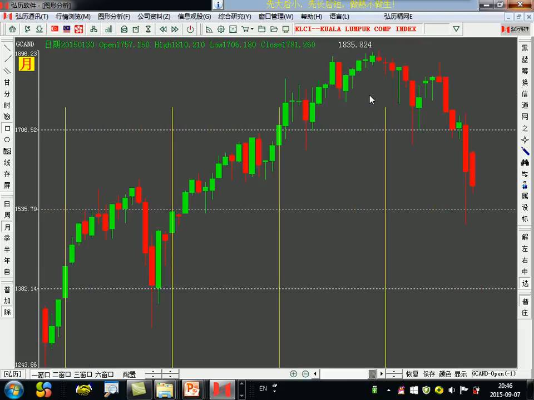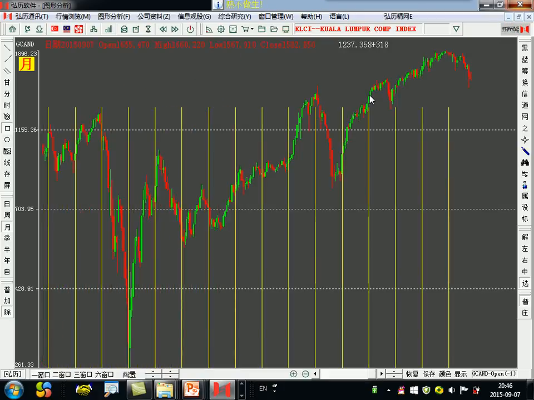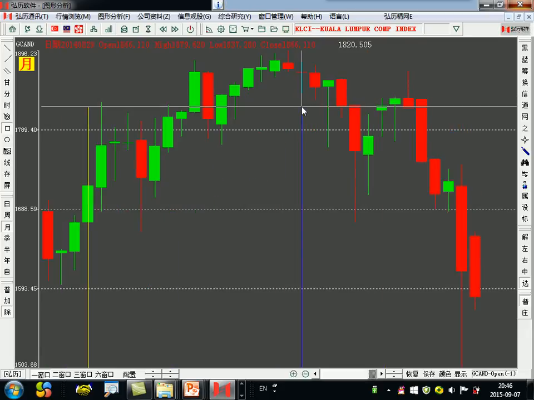So this is how the top window works on the monthly chart. It will tell you the quite important high and low. Every high and low point with this function. Actually, this function you cannot find in other software. Or even you can find it. What's the password? 570.